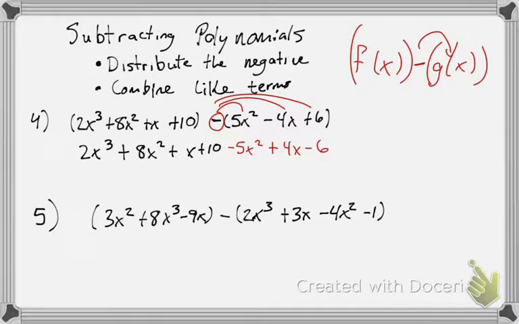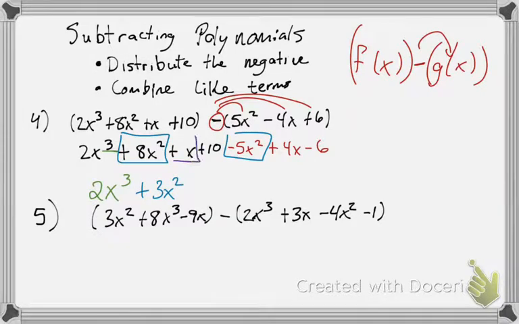And hey, this is now exactly like what we just finished doing on the previous slide. I see my biggest exponent's a 3. That is the only x to the third power in the problem, so I'm going to start off with 2x to the third power. Okay, the next thing that I have is my x squared. I've got 8x squared minus 5x squared. 8 minus 5 would be 3x squared.